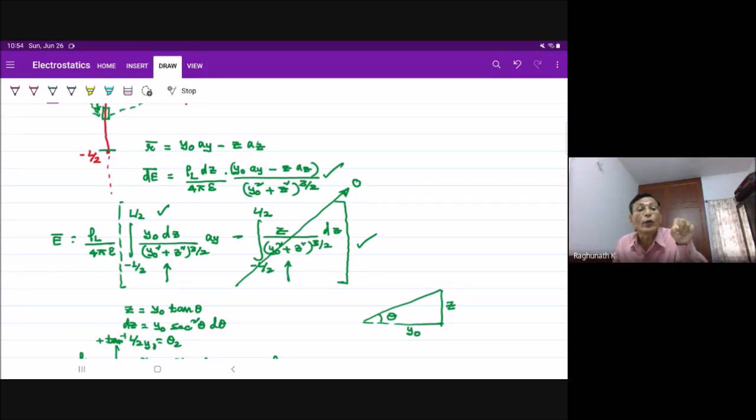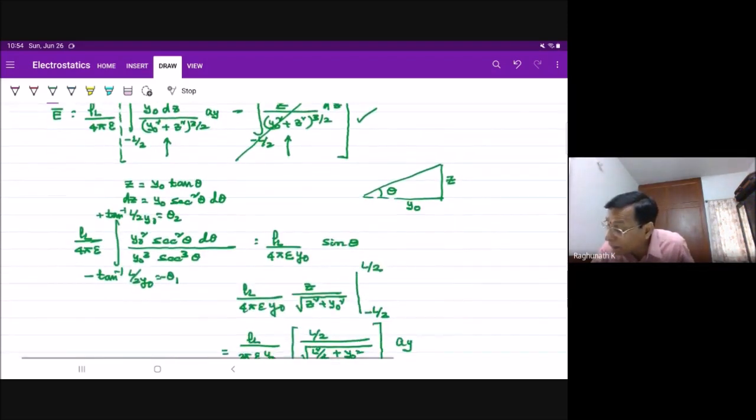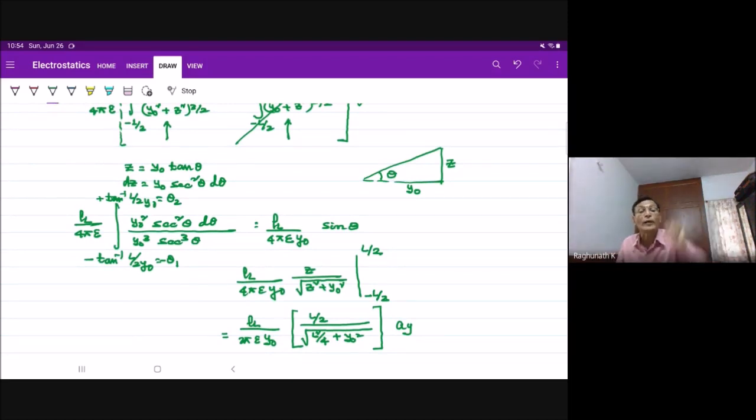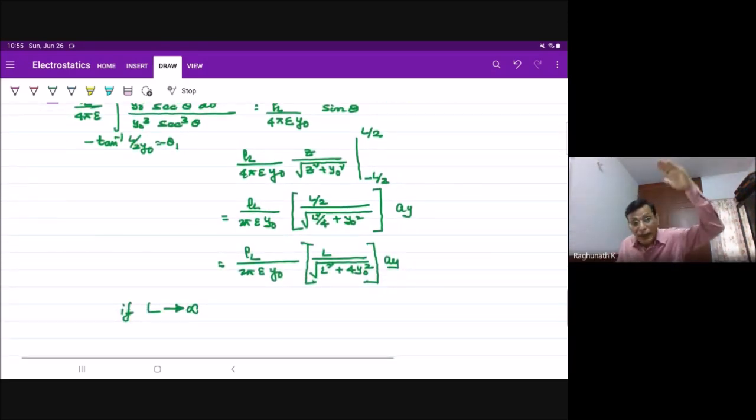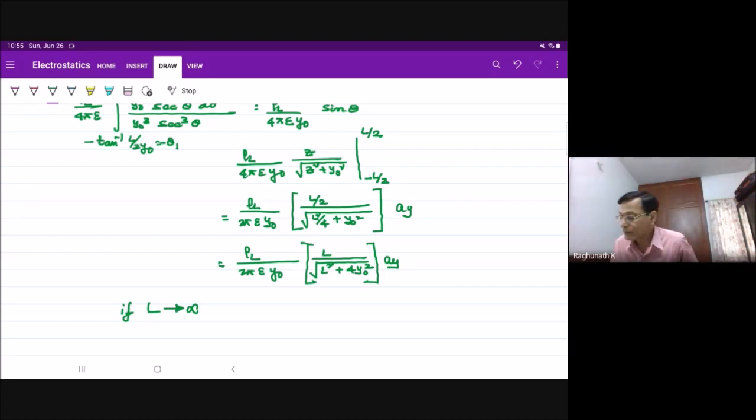When z is equal to y naught tan theta, theta goes from minus pi by 2 to plus pi by 2. In the integral, ultimately sin theta from minus pi by 2 to plus pi by 2 is 2. Or if it is symmetrically distributed about the foot of the perpendicular along z axis, and it is of infinite length, I should get the expression as the limiting case of this expression, L tends to infinity.